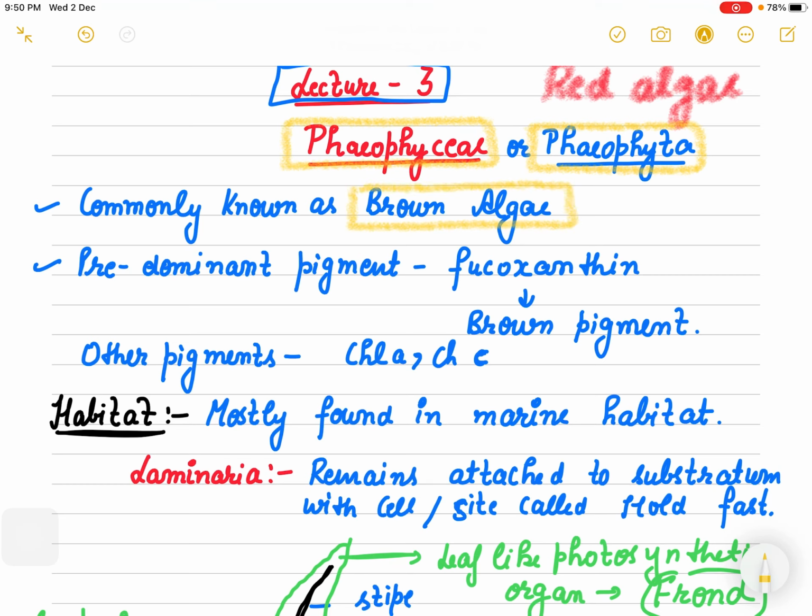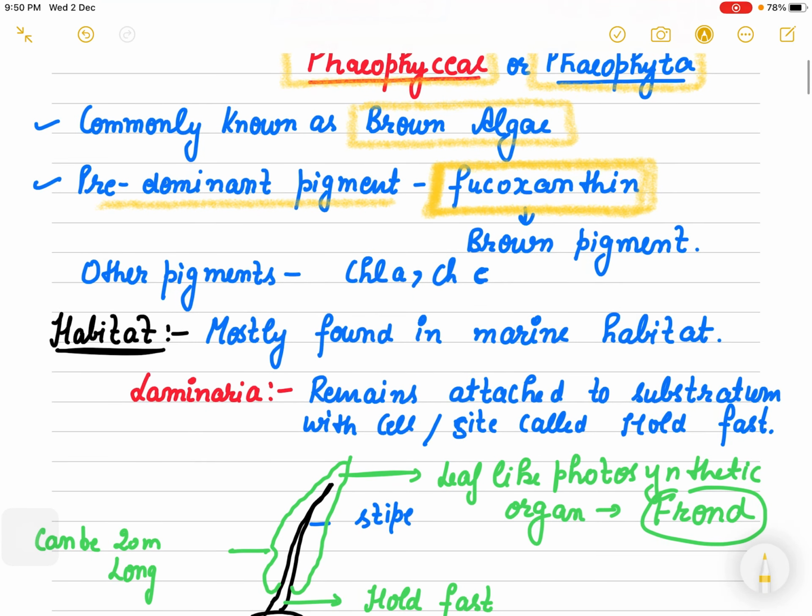Now, as you know, the green algae's color was because of the chlorophyll pigment. Here the predominant pigment is definitely not chlorophyll, but fucoxanthin, and fucoxanthin is a brown pigment. Because of this pigment, this algae has different shades of brown. Other pigments present are chlorophyll A and chlorophyll C, but the major pigment is fucoxanthin.